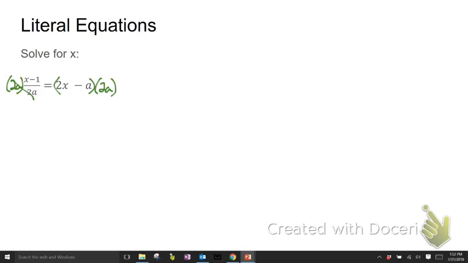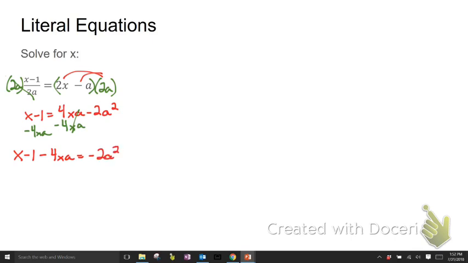And now I have x minus 1 equals 4xa minus 2a squared. And now I've got two terms with x, so let's rearrange. I'm going to subtract 4xa from each side of my equation. And I now have x minus 1 minus 4xa equals negative 2a squared. Get rid of that 1 because we don't care about him right now.